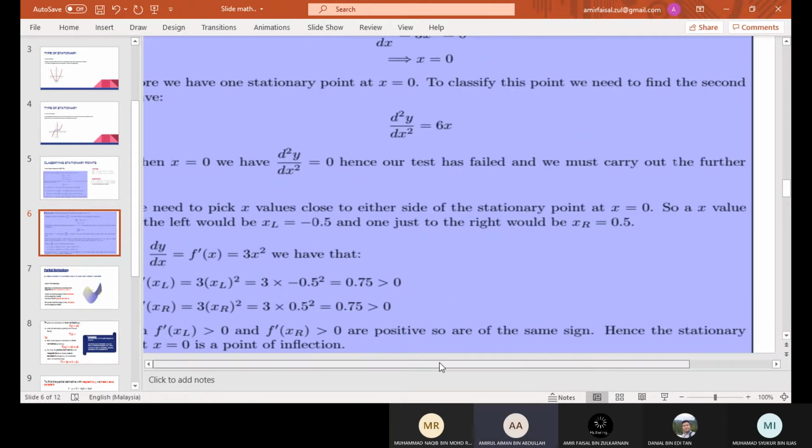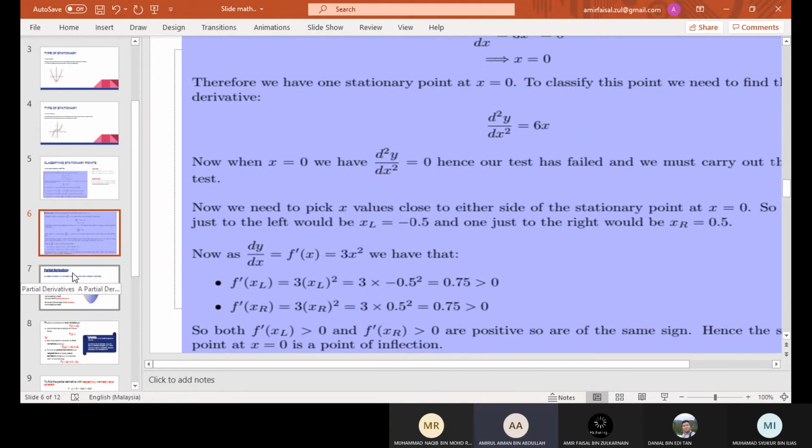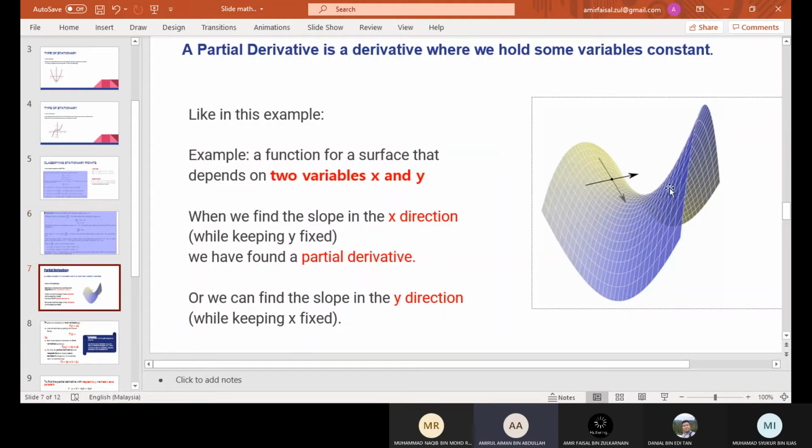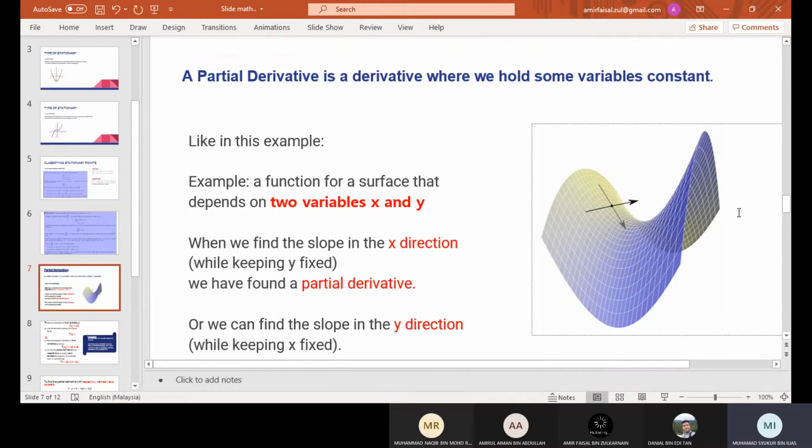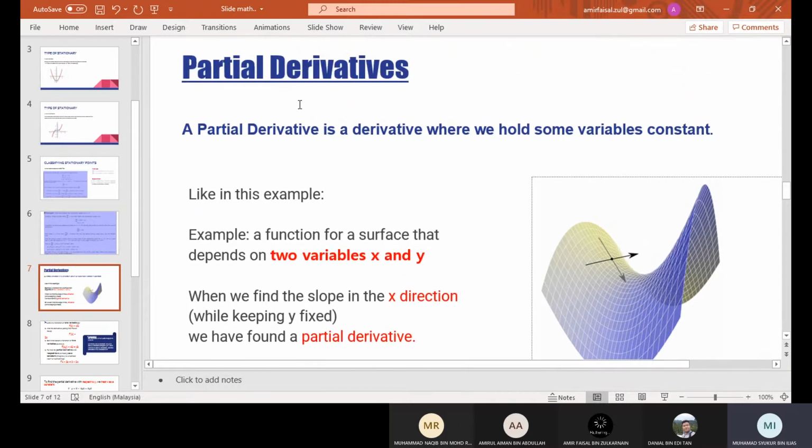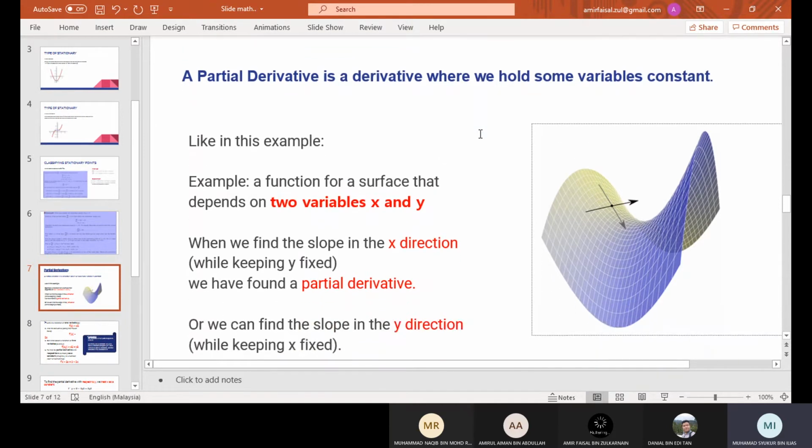Kita akan teruskan kepada seterusnya iaitu Syukur. Okay, thank you. So we will go on to partial differentiation. It's the same as partial derivative. A partial derivative is a derivative where we hold some variable constant.